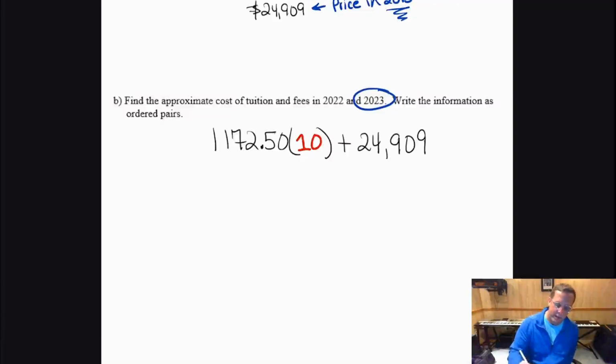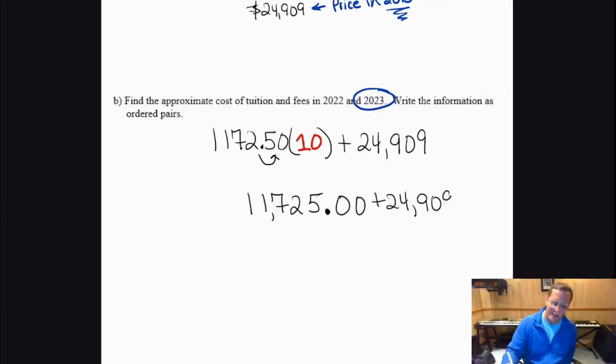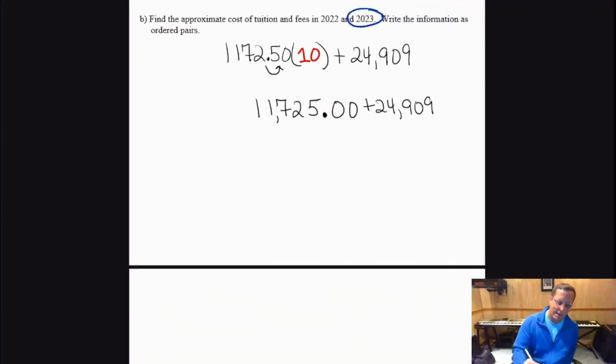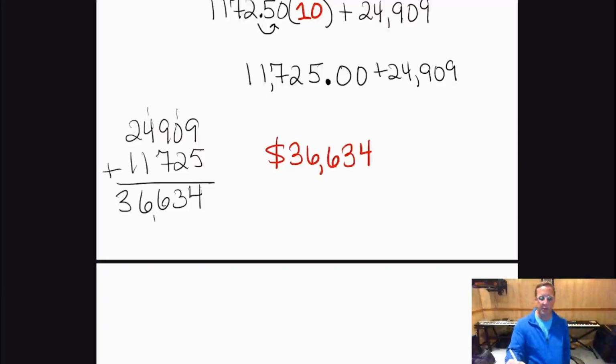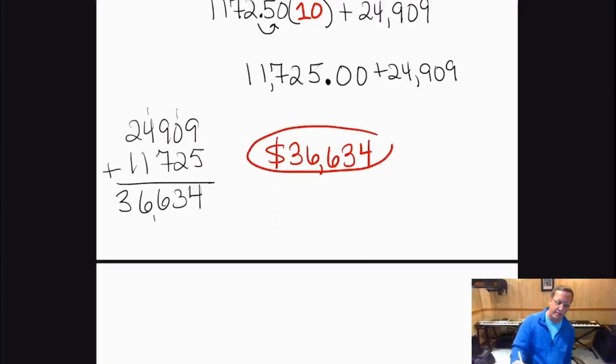And multiplying by 10 is just a matter of moving the decimal over. All right, so now it's $11,725 plus 24,909. And now add those up. So now there you go. So it's around $36,000, $36,634 to be exact, around that.